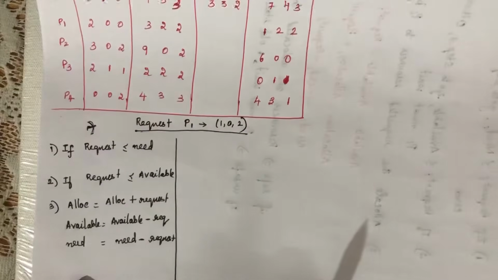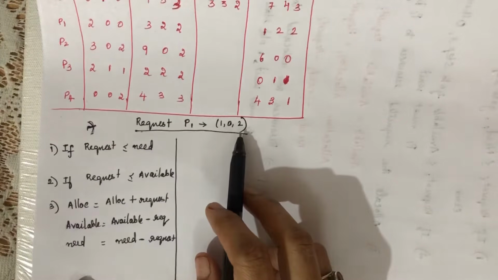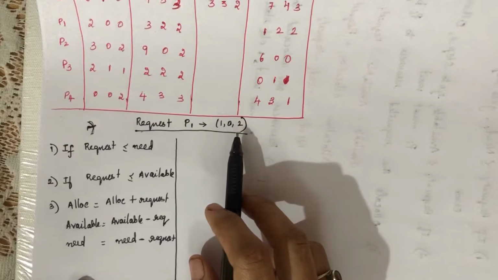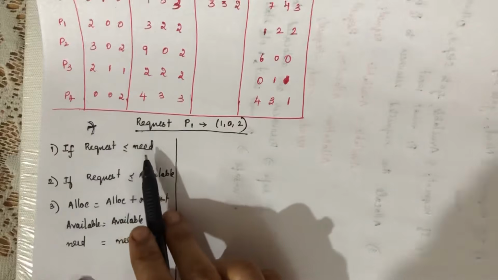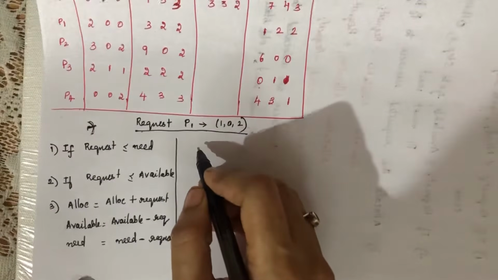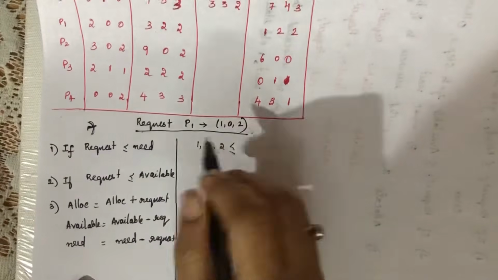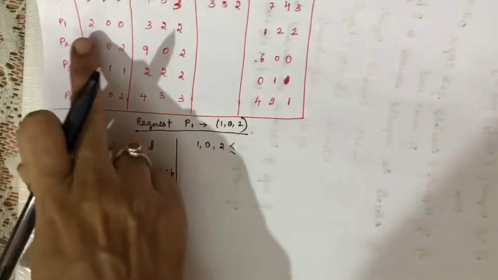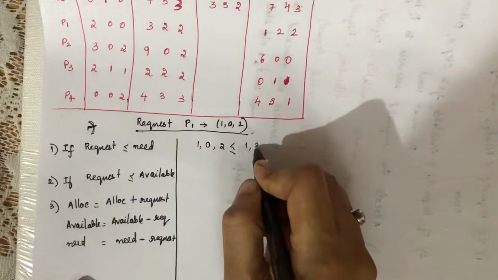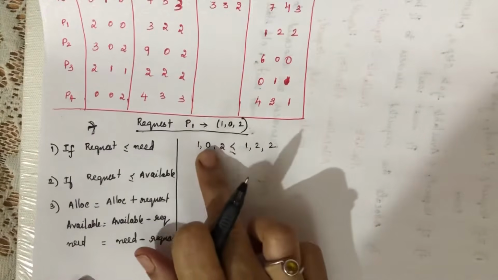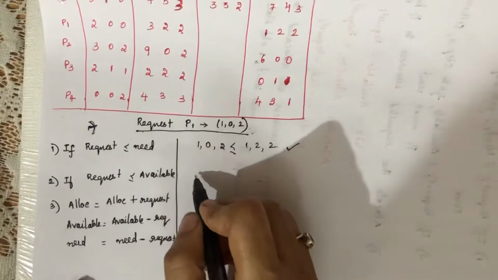Now process P1 is requesting 1, 0, 2 from the system. We have to solve it using the resource request algorithm. What are the 3 conditions? First, it has to check if the request is less than or equal to need. Here the request is 1, 0, 2. Is it less than or equal to the need value of process P1? The need value for P1 is 1, 2, 2. Here 1 is equal to 1, 0 is less than 2 and 2 is equal to 2. Yes, it is satisfied. It goes to the second step.